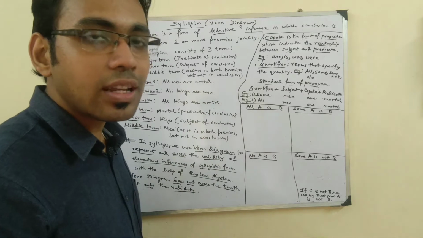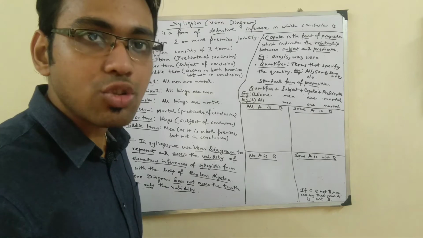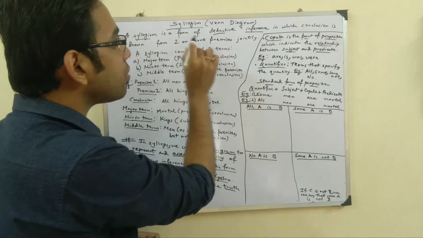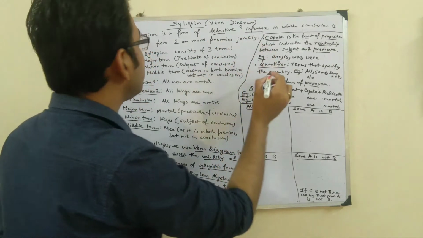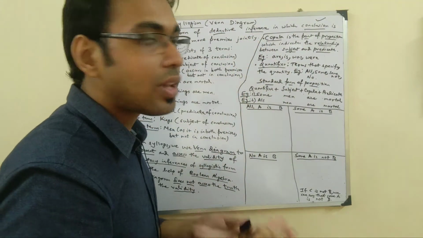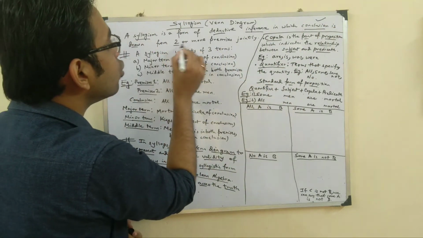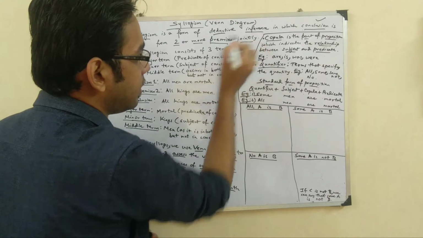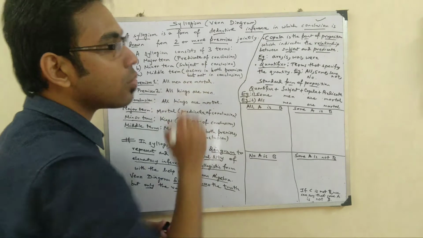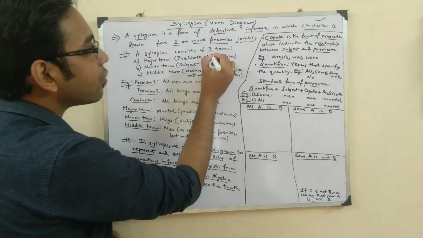So what do you mean by deductive? Deductive means from some statements we are getting a solution. That means we are deducing some conclusion from some statements. That is known as deductive inference. So syllogism is a form of deductive inference in which what is drawn? Conclusion. As I have said, deductive means we are drawing a conclusion from some statements. So it is a deductive inference in which conclusion is drawn from two or more statements or premises jointly. Now, next. A syllogism consists of three terms.